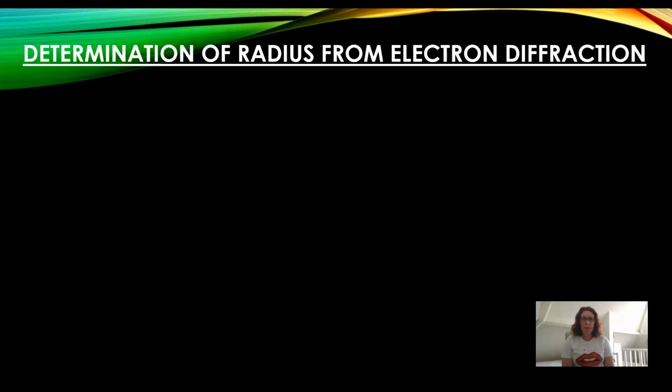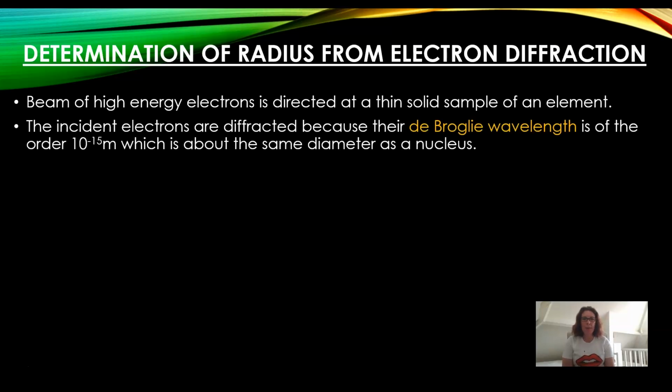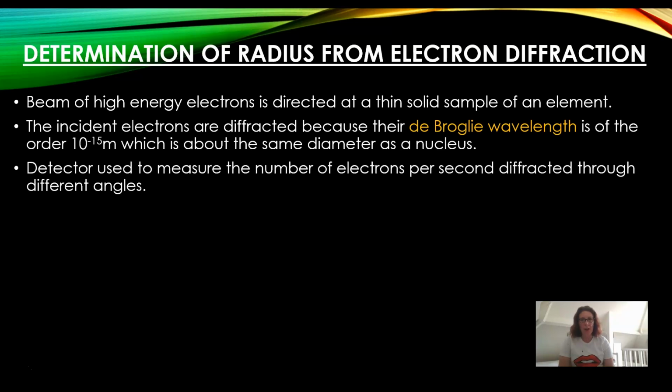You can determine the size of a nuclear radius from electron diffraction. If you fire a beam of high energy electrons at a thin solid sample of an element, the incident electrons are diffracted because they have a de Broglie wavelength of the order 10 to the minus 15, or a femtometer, and that's about the same diameter as a nucleus. You need to remember that the de Broglie wavelength is evidence of particles behaving like a wave, which is why the electrons can diffract.